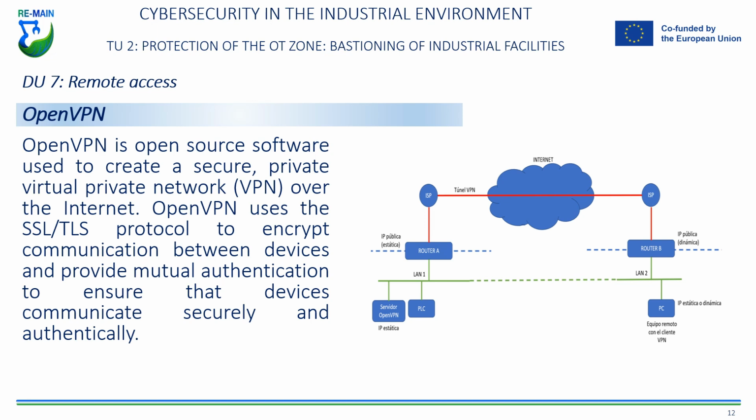OpenVPN is also used as a site-to-site VPN solution to connect multiple local networks over the Internet. Routers or gateways using OpenVPN can be configured to automatically connect to a site-to-site VPN to allow devices on each local network to access the other network's resources securely.